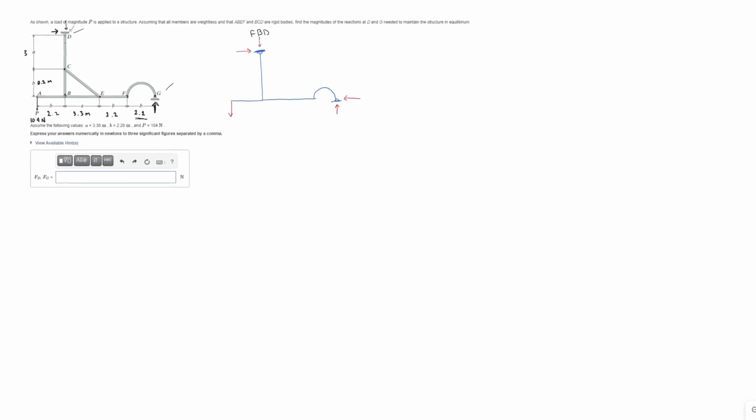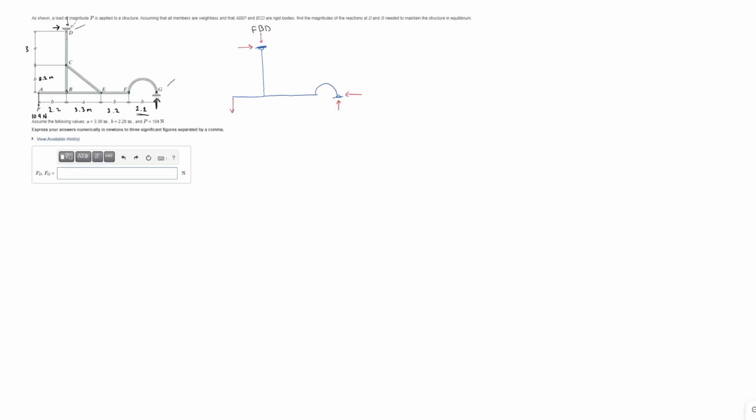So the next step should be putting everything into the equilibrium equation. Remember, the equation should be equal to 0. So, for example, you should always start with moment, and you want to find f of x, f of y.